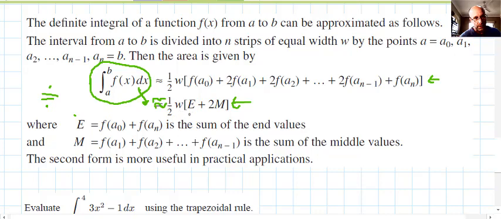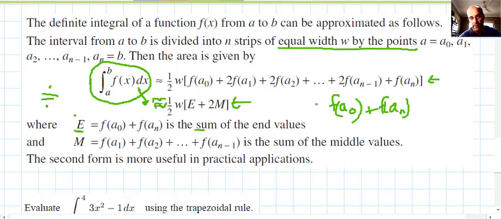So w is the strip width, and they're all equal width, as you would have ascertained by now. And e is the sum of the end ordinates. So it's the sum of the first one, f of a, plus the last one.